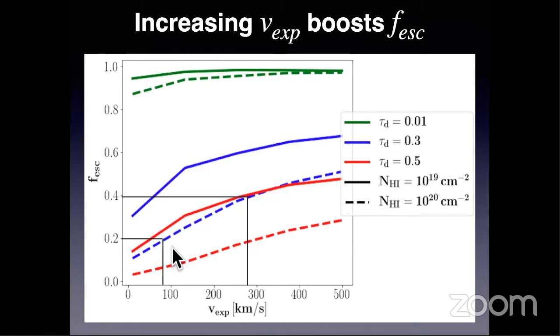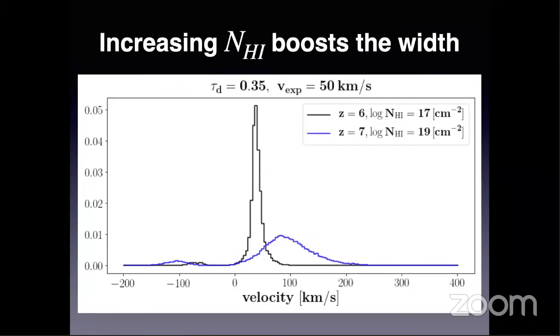So changing these galactic properties does not only change your F escape, but it also changes the spectral shape of the line. And this is something that can be tested with the observation, right? What we see here in this plot is the Lyman alpha line for different models at 6 and 7, and for different column densities, for a fixed amount of dust and velocity. These models do have a difference of escape fraction, so they mimic the behavior of the observed Lyman alpha drop, and therefore, when you increase your column density, you are increasing the width of the line, right? So it's something that can be tested. You can see this behavior.